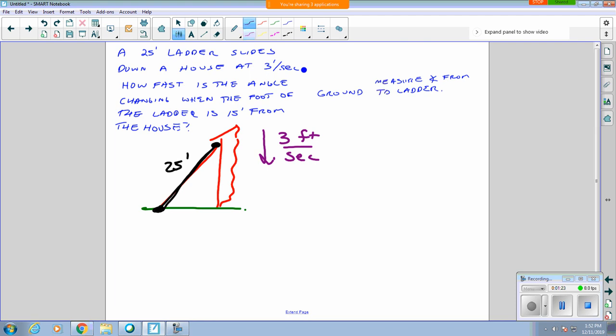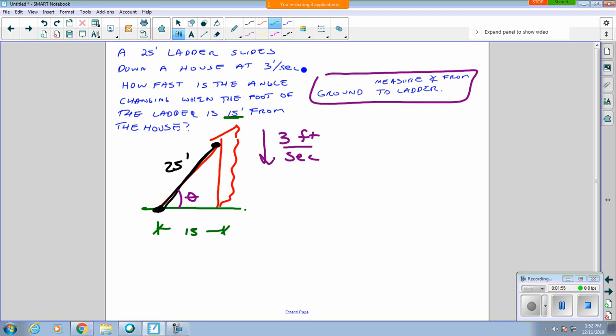And it's asking, the key word here, so you know it's different than optimization, is how fast. How fast is the angle changing? And again, I said measure the angle from the ground to the ladder here, so we'll do that in purple. So there's the angle. This is the sketch of the situation. And they want to know how fast that angle is changing when this distance right here is 15 feet. That's kind of a sketch of the situation.